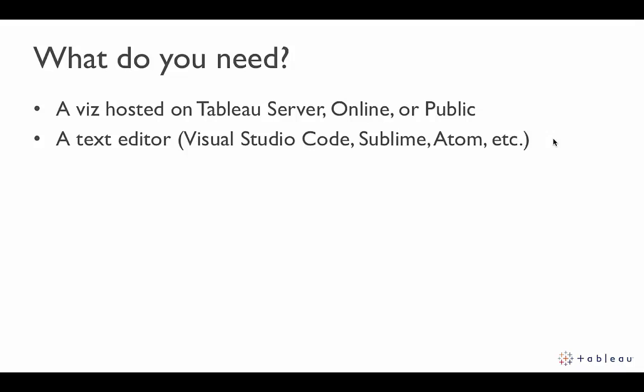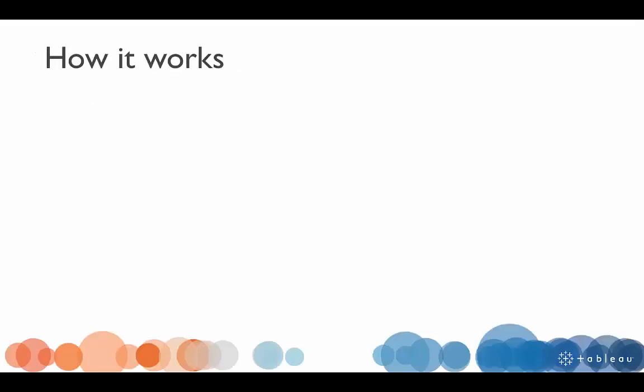Throughout this series, you will see me use Visual Studio Code, which is a nice free text editor. But you can use whichever text editor you prefer, for example, Sublime, Atom, any text editor designed for code editing. So let's talk about how the JavaScript API works and how you enable it.